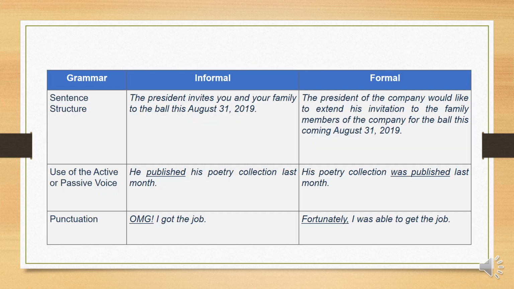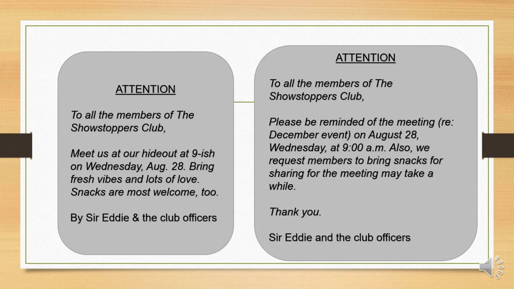Another example of informal and formal language is how it observes sentence structure, the use of active or passive voice, and punctuation. For you to really internalize and absorb the discussion about formal and informal language, I have here my last example, and I want you to comment in our comment section down below which of these announcements is a formal or an informal one. Okay, is it the first announcement which has a smaller box or the second announcement which has a bigger box? Comment down below.